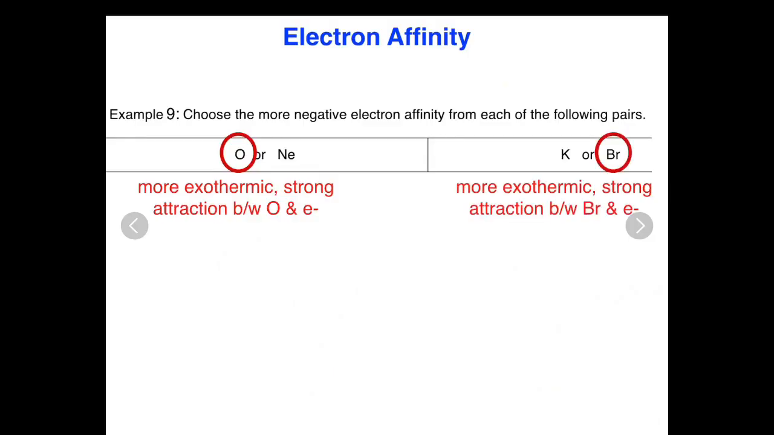Between potassium and bromine, okay, bromine is going to be smaller than potassium because the effective nuclear charge of bromine is higher, right, with the same energy shells. Therefore, bromine has the ability to attract an electron with a stronger force. Therefore, it's going to be more exothermic.